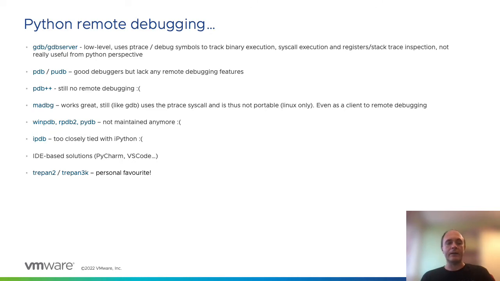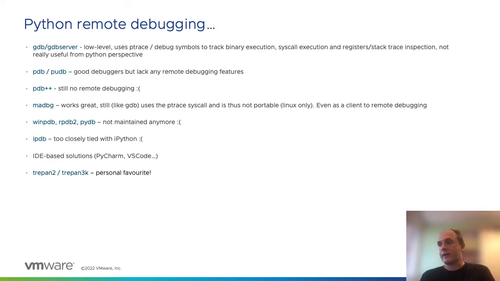So, like I said, there are a number of solutions for debugging Python code. Even GDB itself and GDB server can be used. However, it is a very low-level debugger. It uses ptrace. It expects the binary to have debug symbols, which is often not the case. You can track binary execution, inspect the register values, and get your stack trace, but from a Python perspective, it's not really very useful.